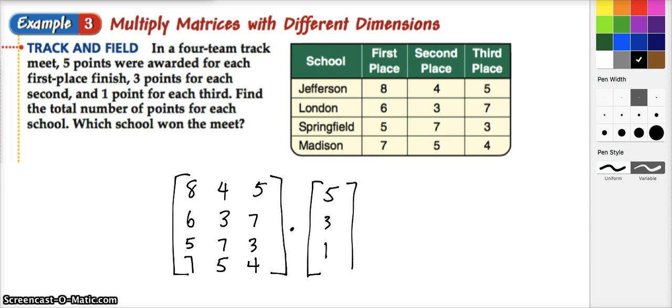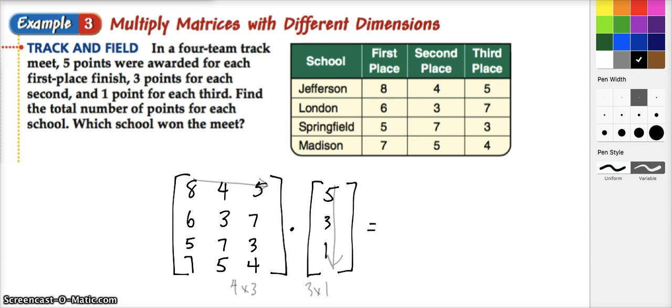And the reason why I'm thinking about that is because I know that my row has to match my column, right? The number of elements in my row has to match my column, and that's the only thing I need. So having this 4 by 3 matrix and this 3 by 1, I can multiply them. But what would that mean? What would the resultant matrix refer to?